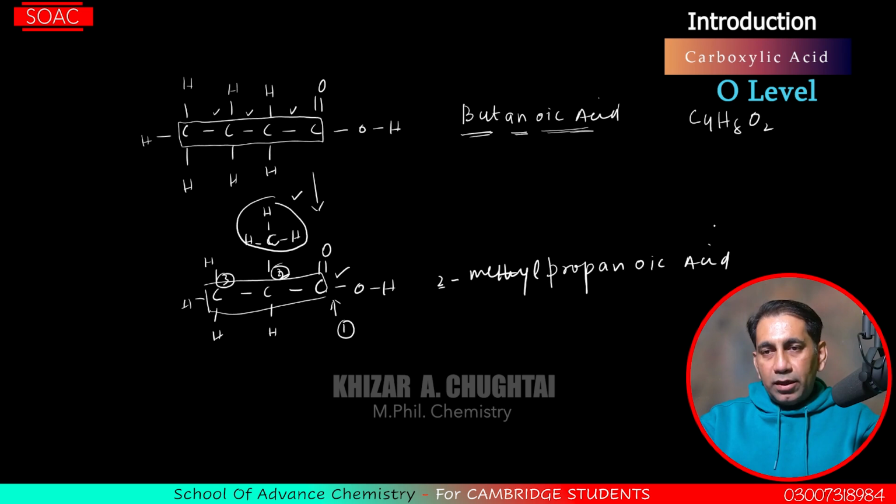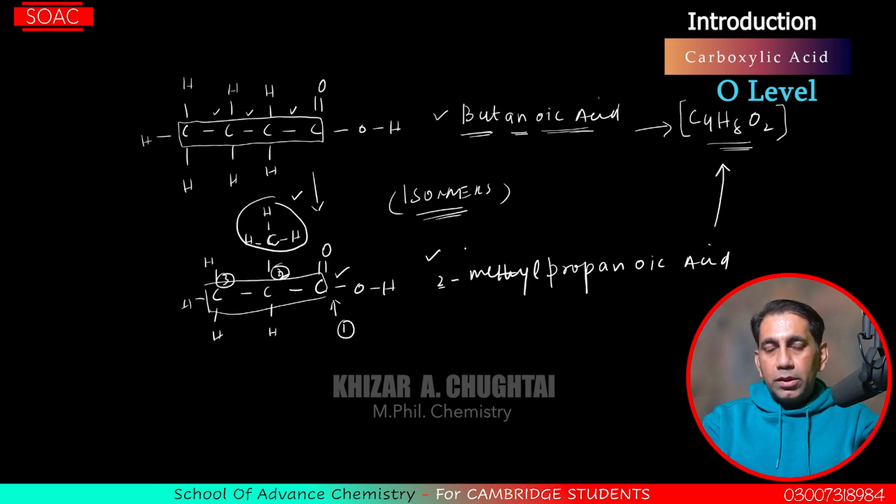Again, its formula is also similar, C4H8O2. These both structures are having different name. One is said to be butanoic acid, and other one is said to be 2-methyl propanoic acid. But they are having same molecular formula. So these compounds are said to be isomers of each other. So they are isomers.